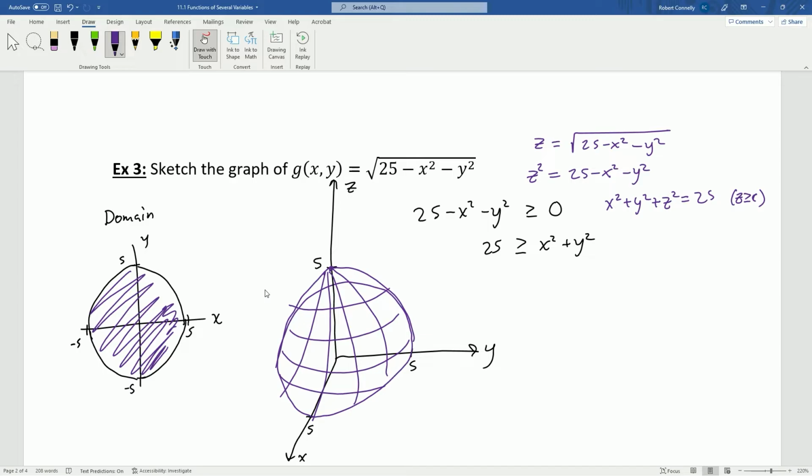So what do you see here? This is a semisphere with radius 5 above the xy plane. Okay, so hopefully that made sense.